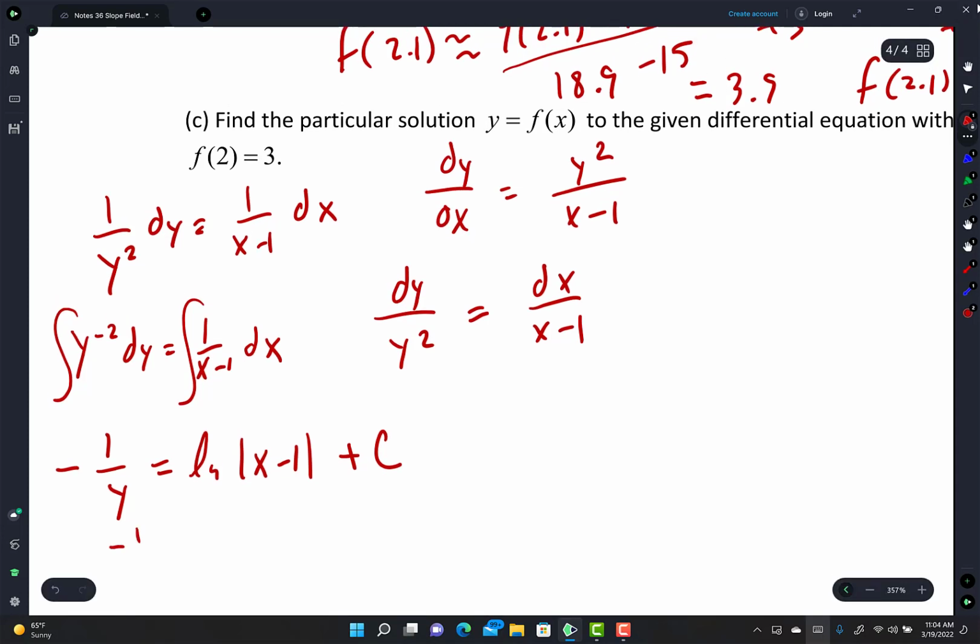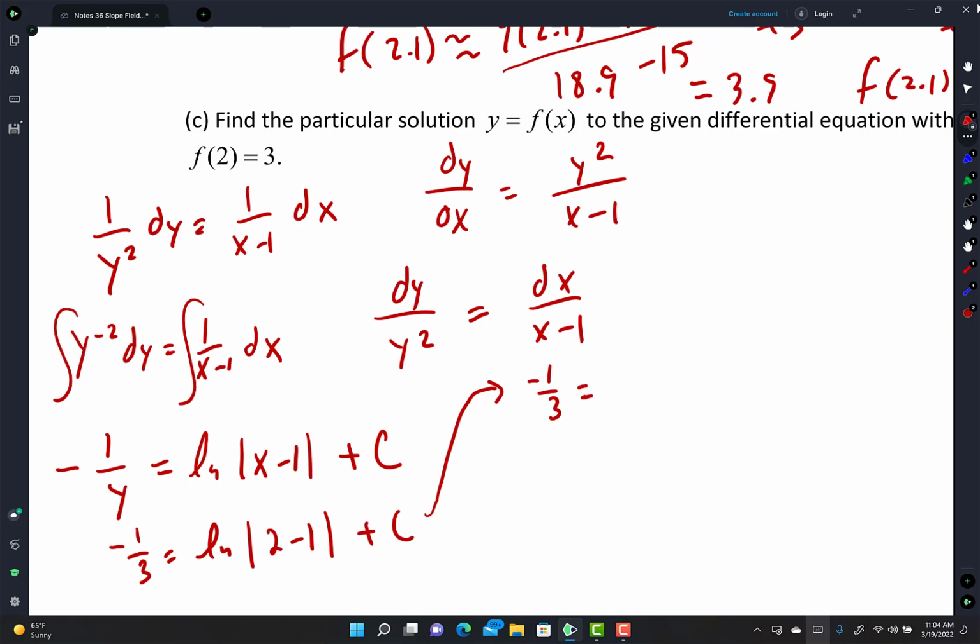So I'm going to have negative 1/3 equals ln, absolute value of 2 minus 1, close it, plus c. And you got to know a little bit of pre-cal, not much, or algebra, I guess. Negative 1/3 equals, what's ln of 1? 0. You don't have a calculator, so c is negative 1/3.